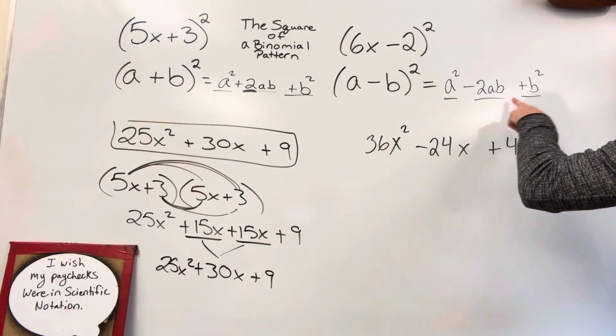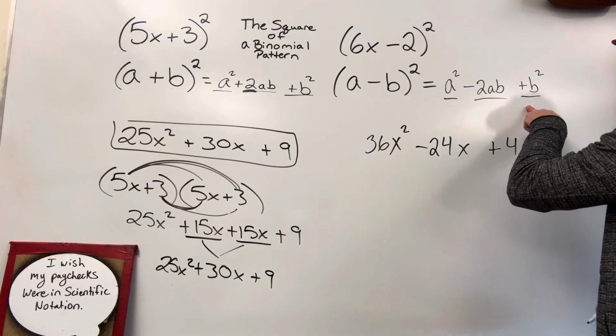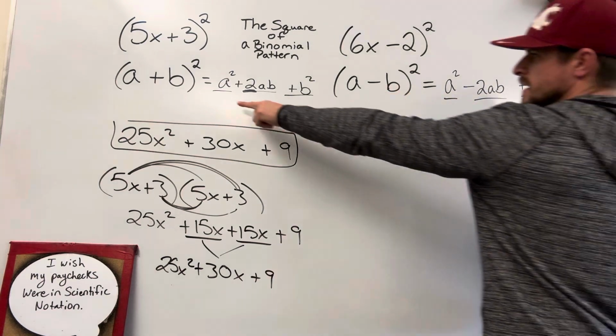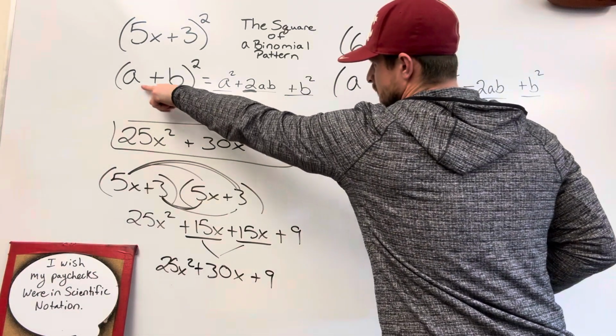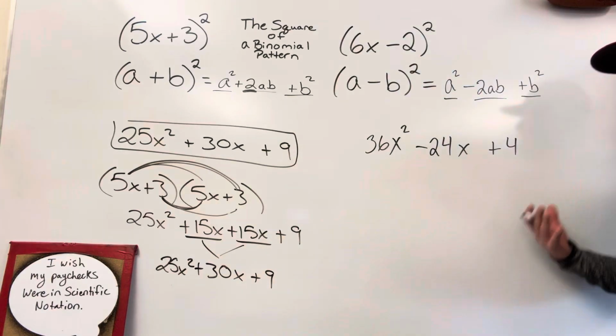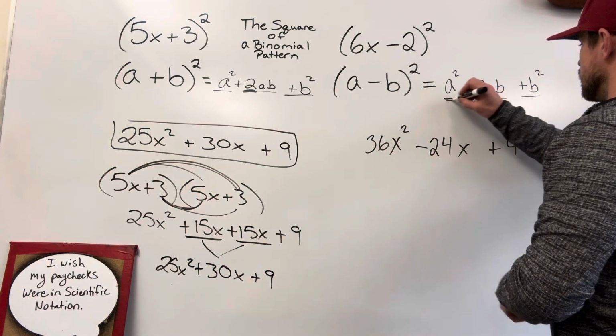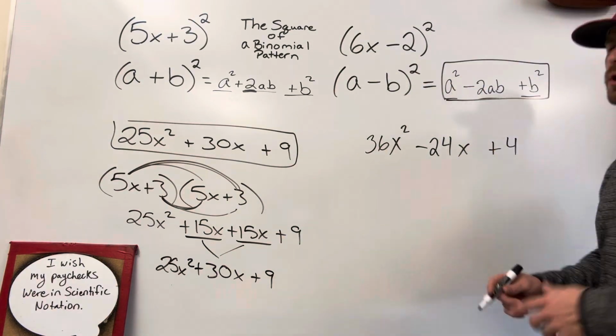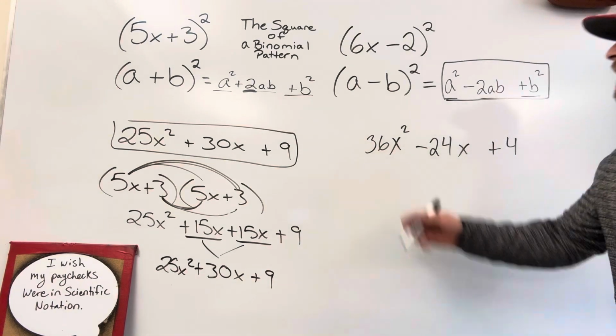There's a pattern that follows every single time. This will be the case every time with a minus b squared. This will be the case every single time with a plus b squared. But if you don't like memorizing patterns like that, you can always just rely on doing it the long way.